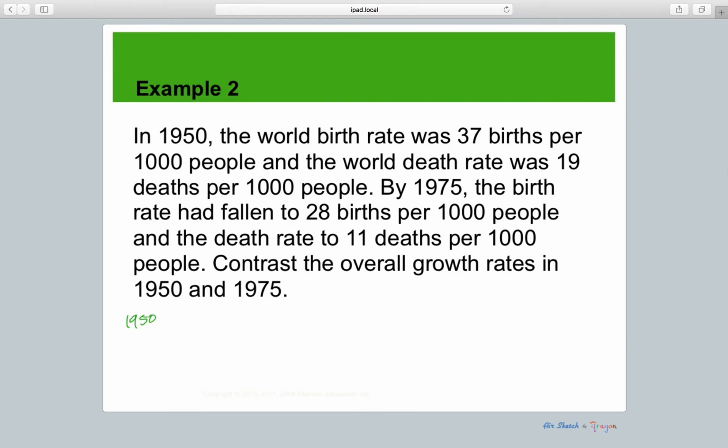All right, so let's look at 1950. We're going to have births, let's see, 37 births per 1,000 people. So that's my birth rate minus my death rate of 19 per 1,000. So this is going to leave my growth rate at, let's see, 18 out of 1,000, which is a 1.8% overall growth rate.